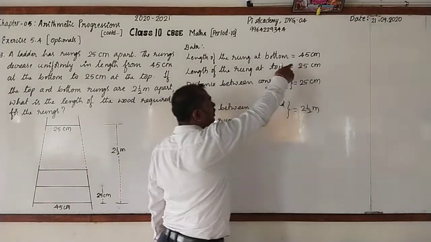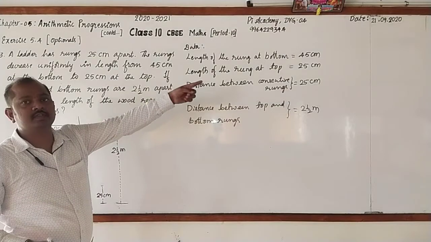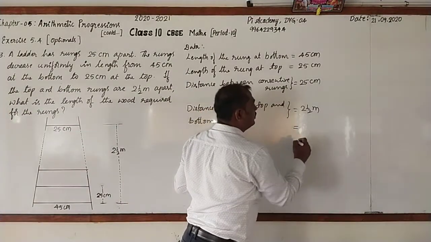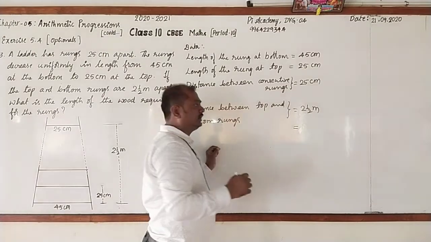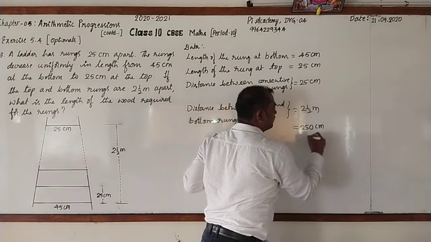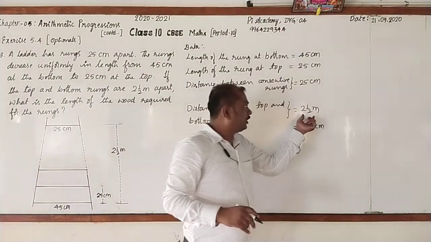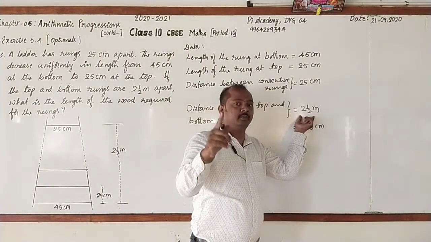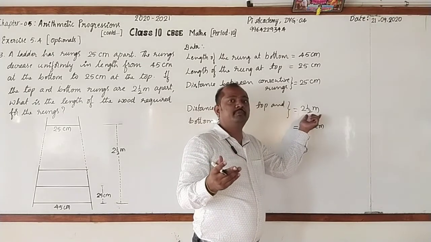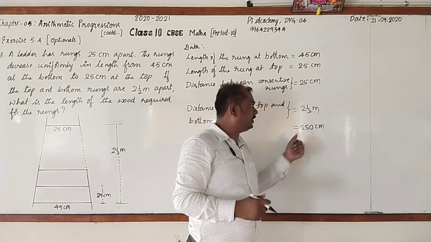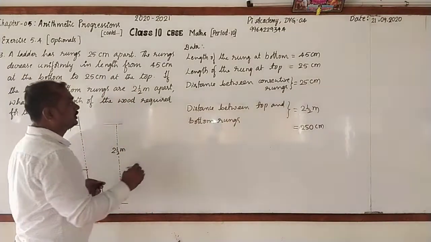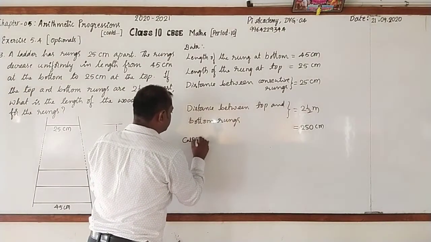Observe it. Here all these distances are given in centimeter. Hence we shall convert this also into centimeter. How many centimeter is equal to 2.5 meter? It is 250 centimeter, right? Because we all know that 100 centimeter is 1 meter. For 2 meter, 200 centimeter. Half meter, 50. So 200 plus 50, 250 centimeter. Clear? Okay. Now let's move on to calculation.